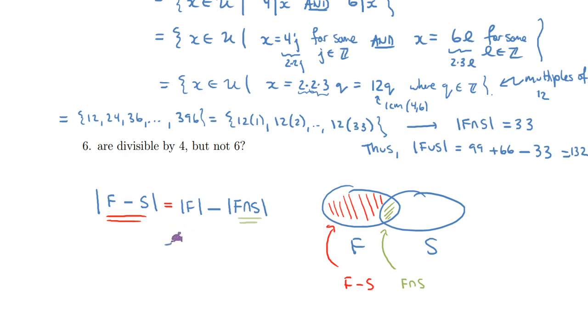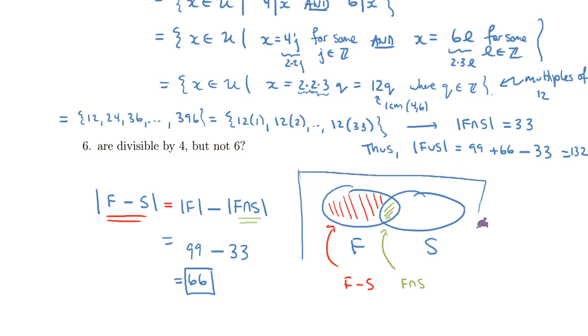Again, these will be multiples of 4 that are not multiples of 6. There were 99 of these, and there were 33 of these, so there are exactly 66 in the original universe. The original universe is not all integers, it's the positive ones that are less than 400. So there are 66 total in F: divisible by 4, but not divisible by 6. Keep in mind, I have to subtract off this intersection, not all of S. That would be too much, because I would be taking out things that don't even belong to this intersection. So that wouldn't be the correct thing to do.